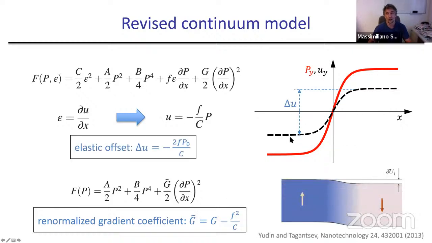And this shows that we have the same solution as before, like a hyperbolic tangent for the polarization, but in addition to that, we have an elastic offset. So a macroscopic displacement, elastic displacements of the two domains, that is this delta U, which is given in terms of the bulk polarization, the flexoelectric coefficient, and the inverse of the elastic constant. And actually, this effect was discussed in this review by Peter Yudin and Sasha Tagantsev, and then in other papers.